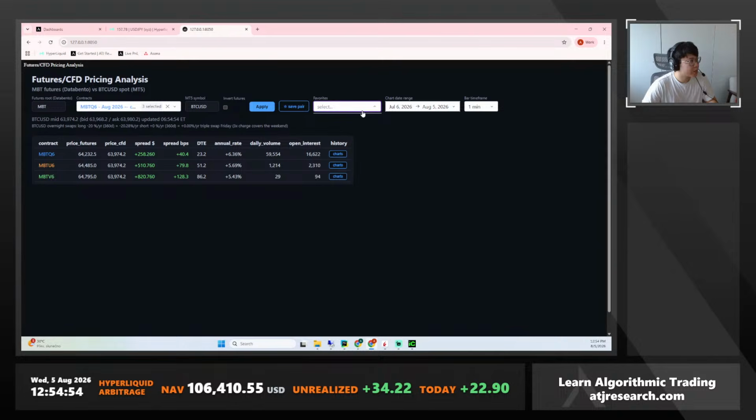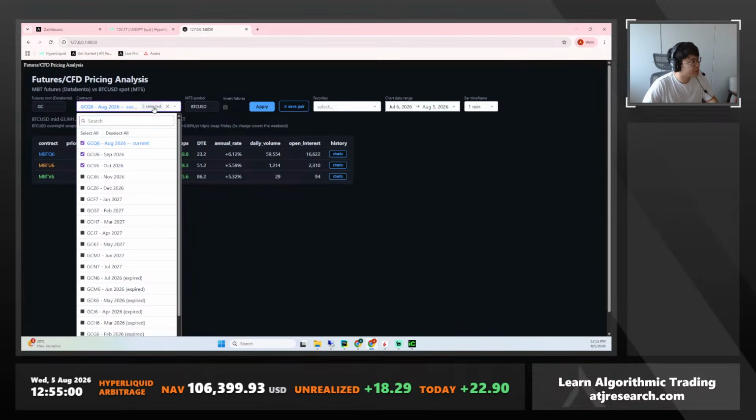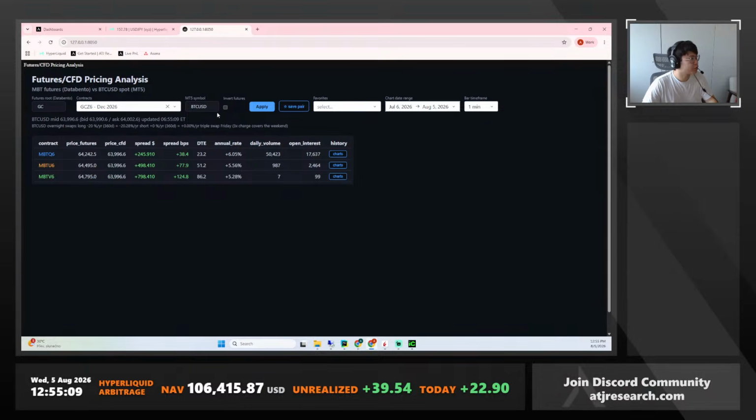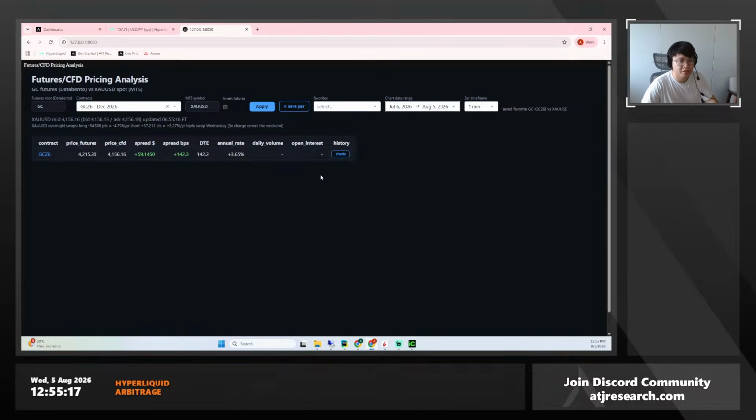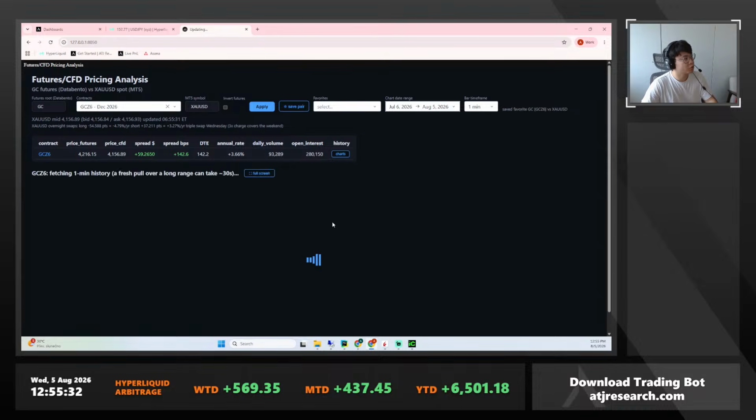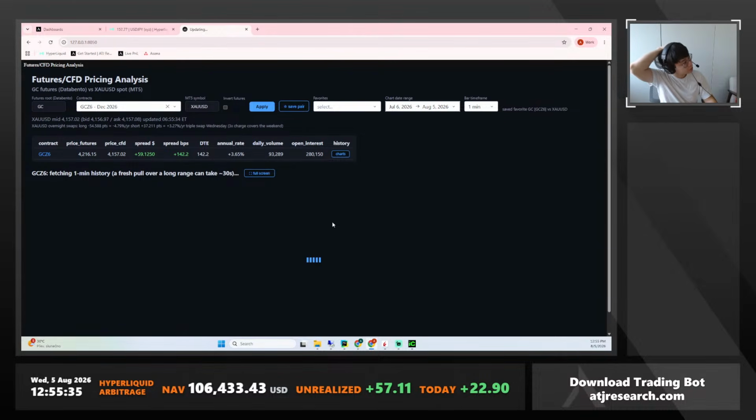Let's have a look at our GC futures, and we're going to analyze just the Z contract. So let's have a look at GC Z6, and we're going to compare that with XUSD on MT5. I'm going to apply it and save it for future reference. Here the current spread is 59. If you look at the chart, it looks like it's increasing. So let's load the historical chart.